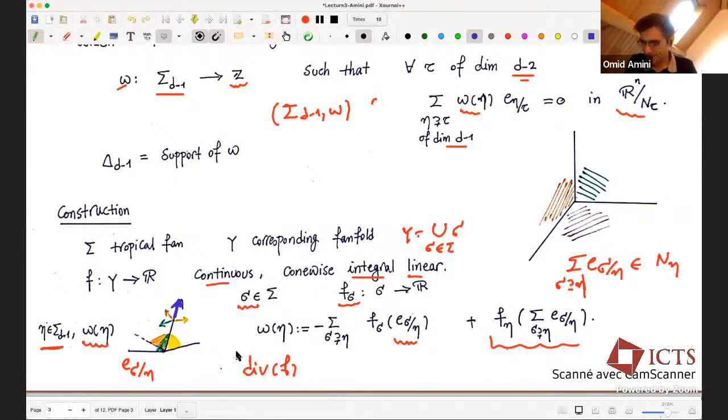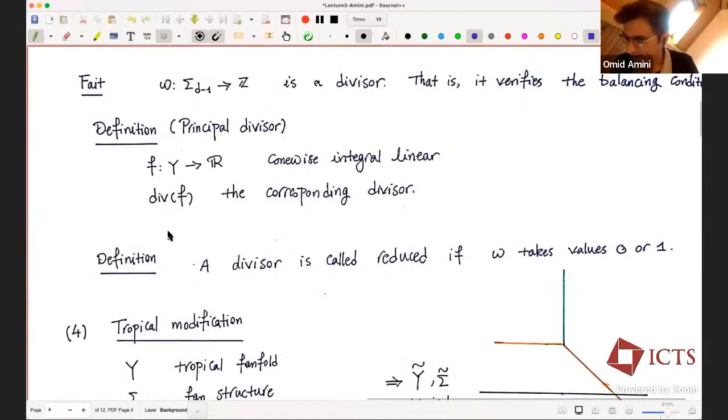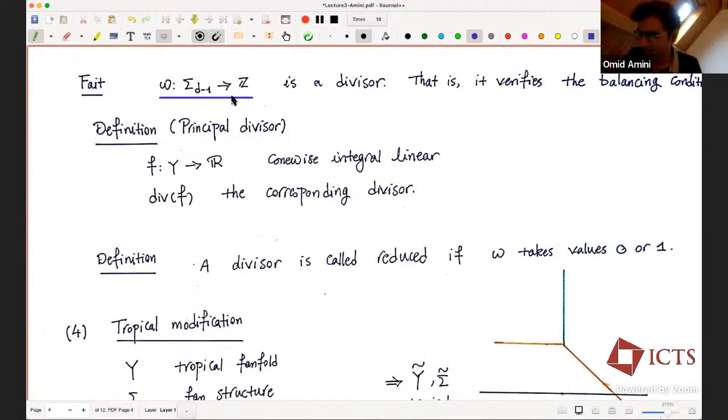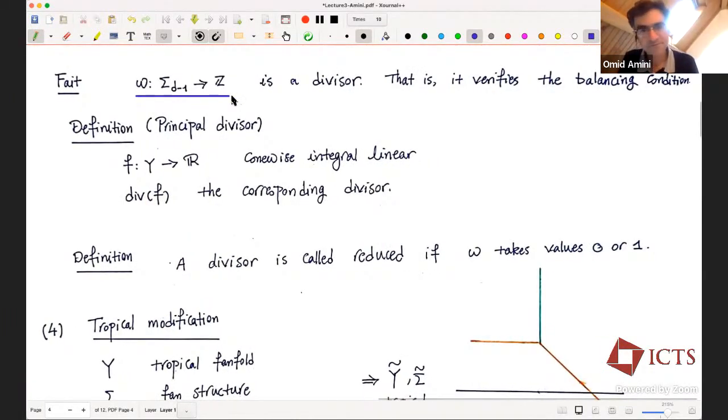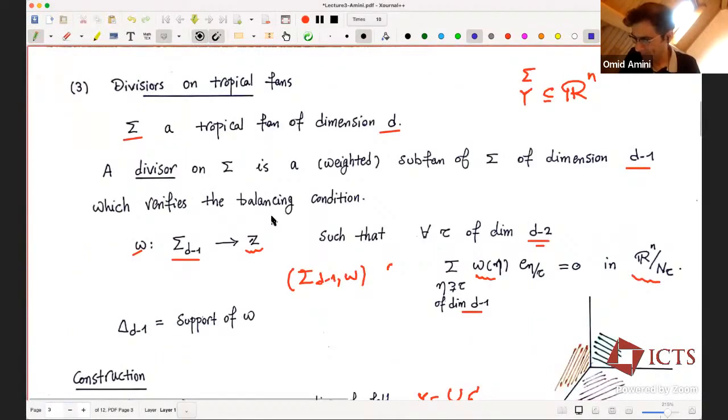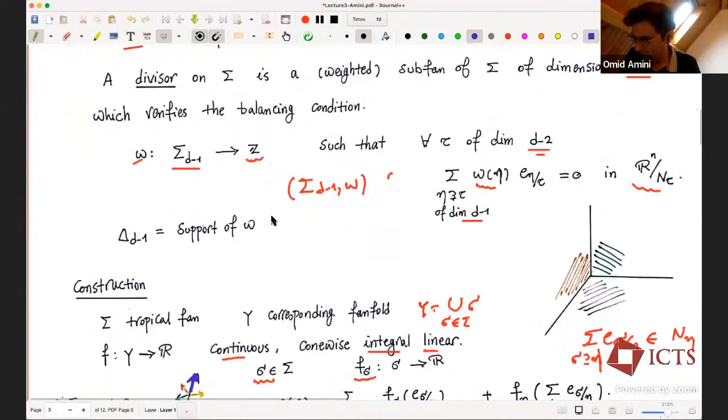And the claim is that once you have defined this weight function, if you look at the omega that you have here, this omega verifies the balancing condition. That is, this gives you a divisor. So the well-definedness, that's easy, right? From this definition, it doesn't depend on the choice of representative. Exactly, the well-definedness is easy.